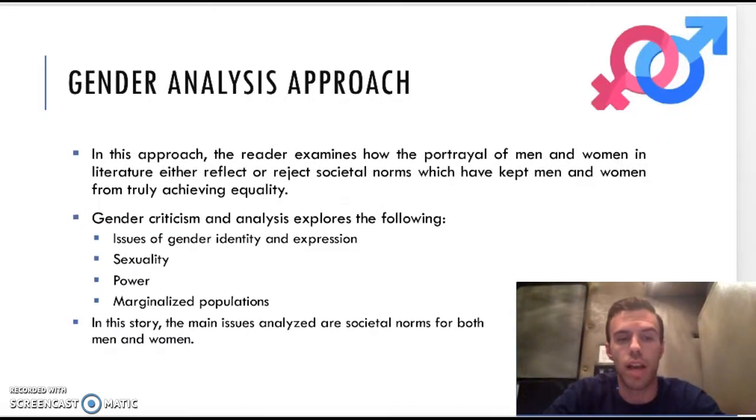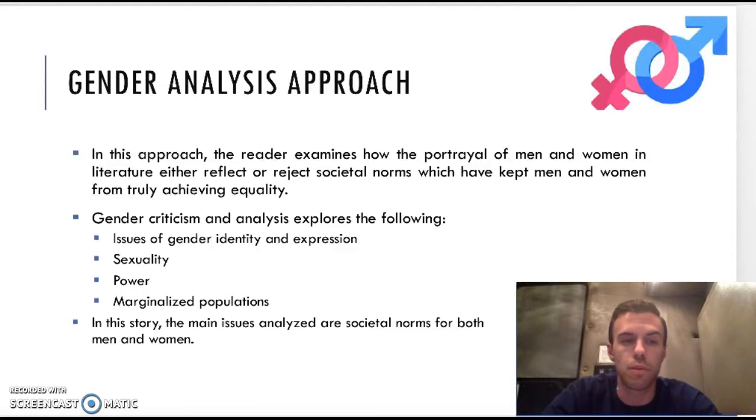In the gender analysis approach, the readers examine how men and women are portrayed in the story and how they either reject or reflect societal norms. Gender criticism and analysis explores the issues of gender identity and expression, sexuality, power, and marginalization in the story. In this story, the main issues analyzed are societal norms for both men and women. In this particular story, the societal norms are upheld, as we will see on the next slide, in relationship to the chosen passage.